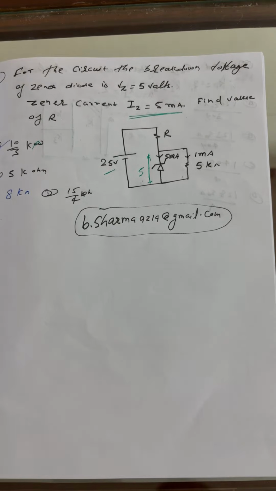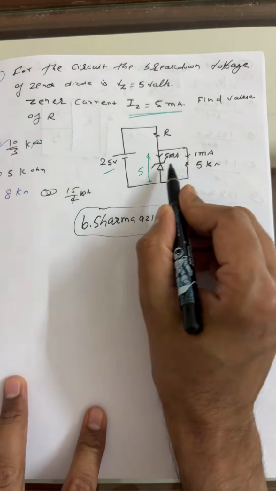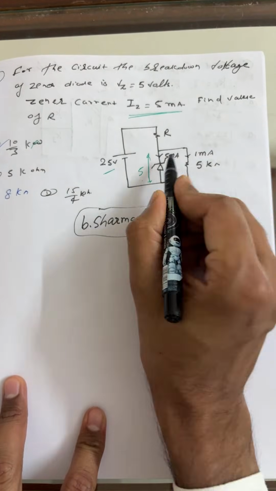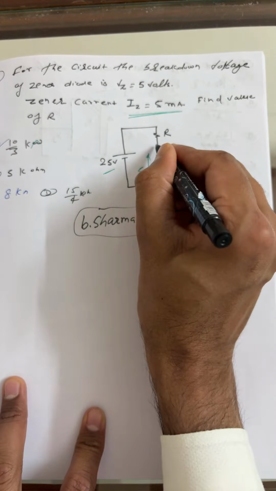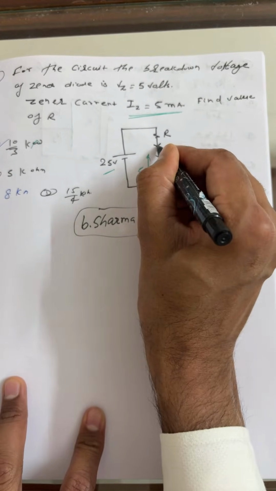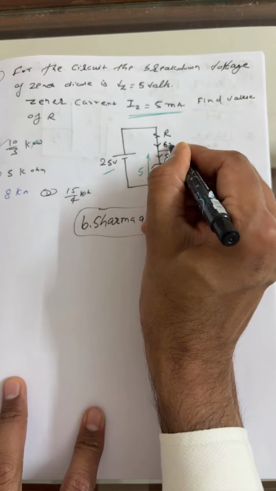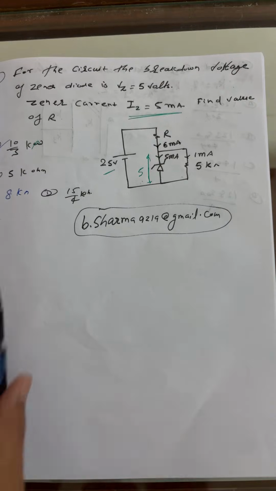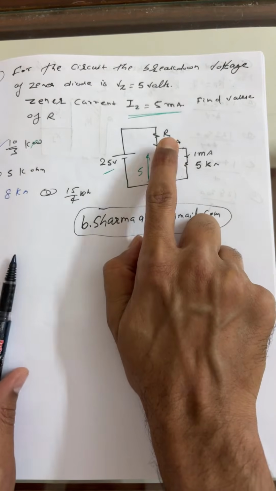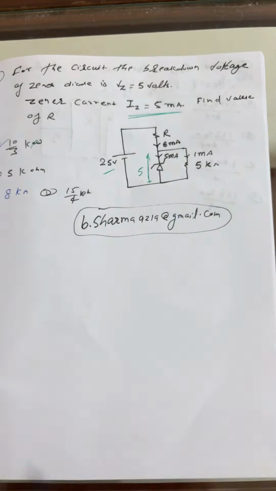This is I_Z, 1 milliampere. So what is the net current here? You can see easily, this is 5 milliampere and this is 1 milliampere. So the current is 6 milliampere, right? Now you have got this current. We wish to find the R value.